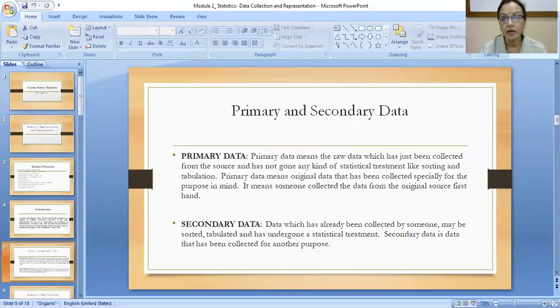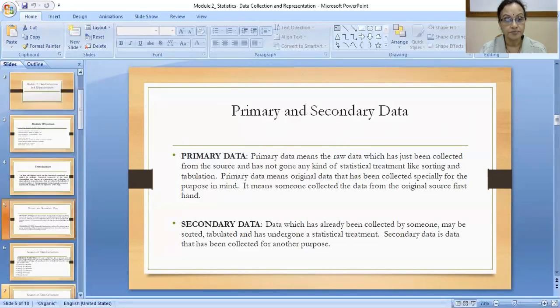Secondary data is data which has already been collected by someone, may be sorted, tabulated, and has undergone statistical treatment. Secondary data is data that has been collected for another purpose.